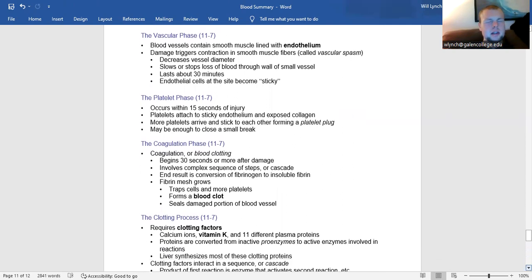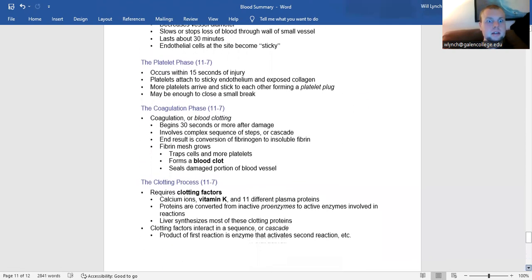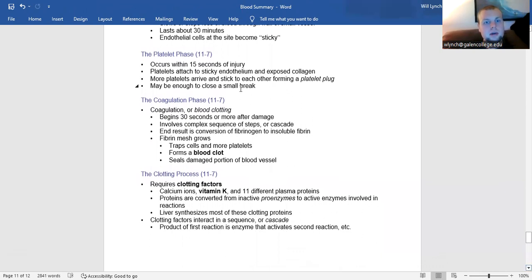The coagulation phase is going to be the actual clotting. So the coagulation is going to start about 30 seconds or so after injury. This is where we have the actual clot form. This is going to be a pretty complex process. So we have a signal cascade, or a clotting cascade, that's going to occur during this time.